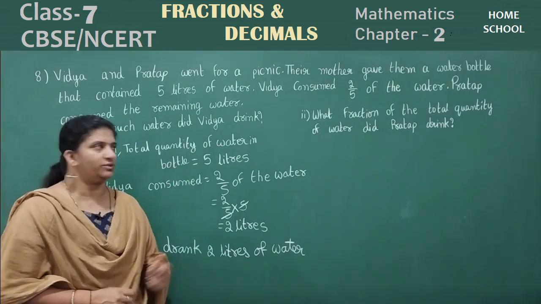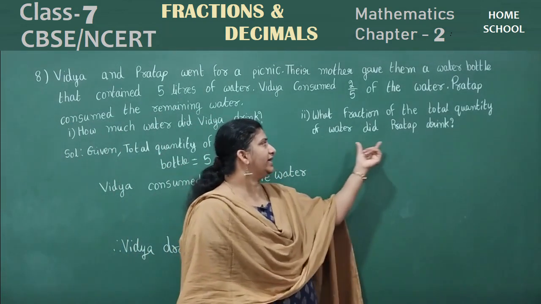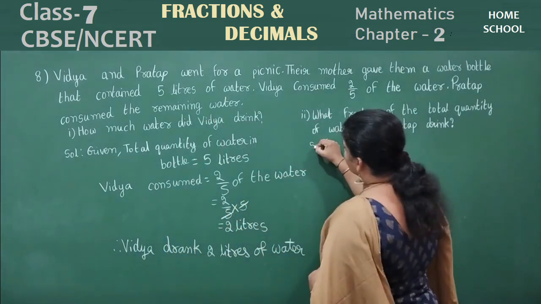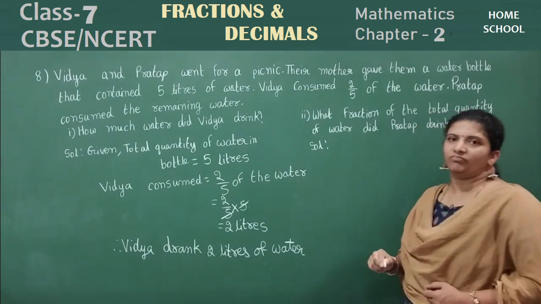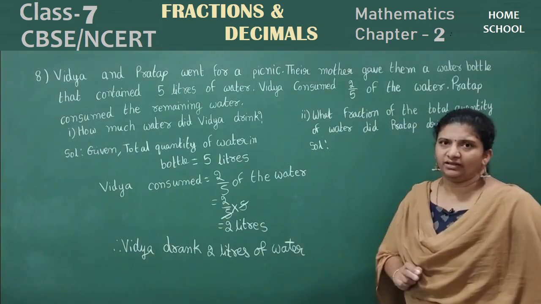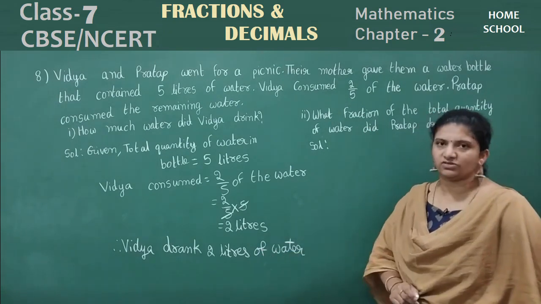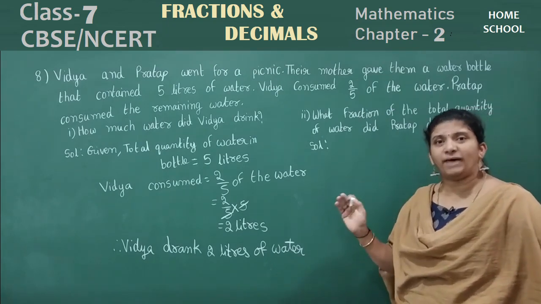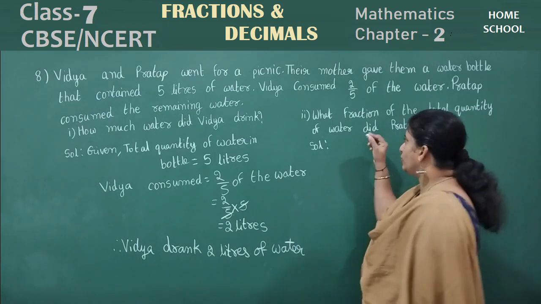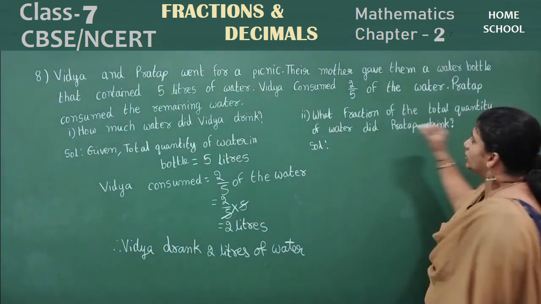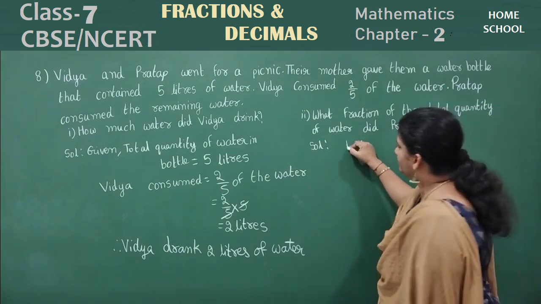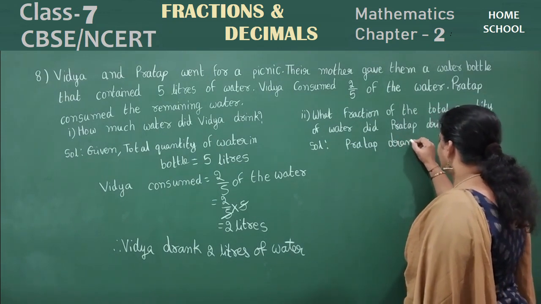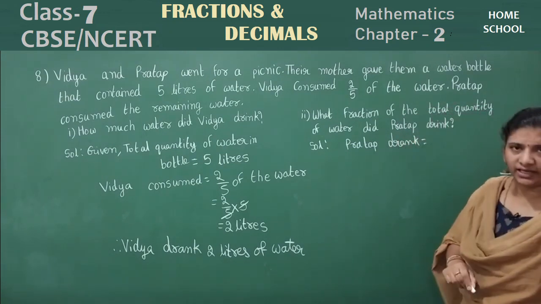So your second question: what fraction of the total quantity of water did Pratap drink? How do you start here, children? Total quantity. This is a part, right? Vidya drank 2 liters of water. But the fraction here is 2/5. 2/5 is a part. Whole is 1. Pratap drank, how much water?